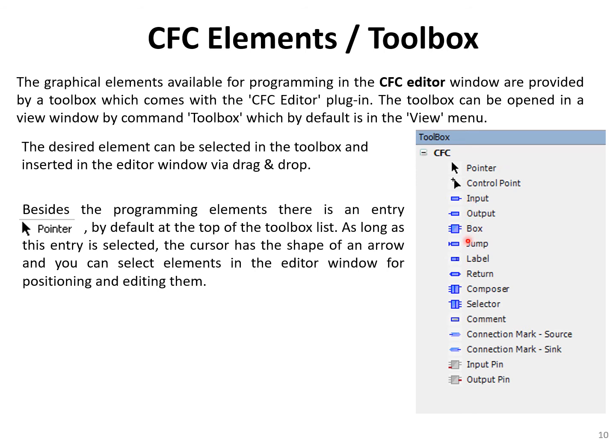And if you wish at any time to go back to the pointer, just click on the pointer. Besides the programming elements, there is an entry pointer by default at the top of the toolbox list. As long as this entry is selected, the cursor has the shape of an arrow, and you can select elements in the editor window for positioning and editing them. Okay, so once you, for example, select label, if you wish to go back to the pointer, you need to click on the pointer.